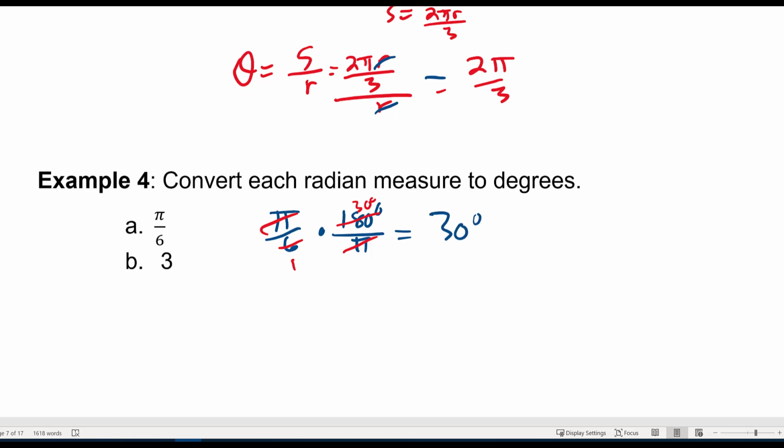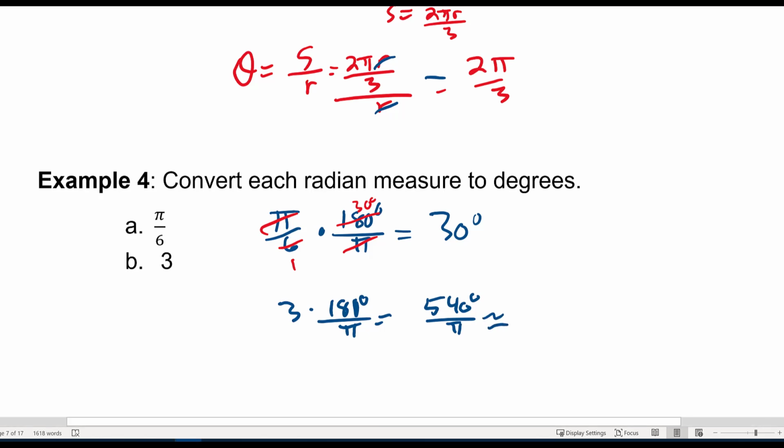This 3 is radians as well. So it'd be 3 times 180 degrees over pi. So 3 times 180 is 540 degrees over pi, and we'll just leave it like that. You could get an approximation. If we divide it by pi, we get 172 degrees.